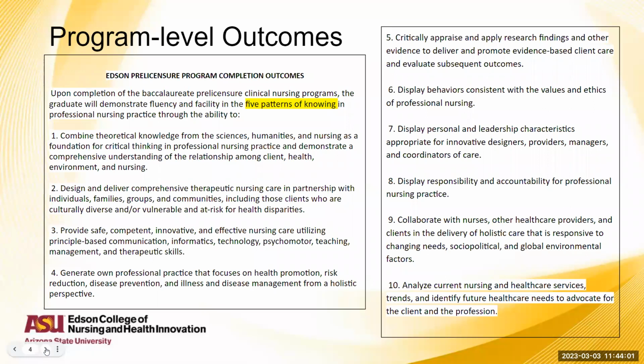So here are our 10 Edson College program level outcomes. These can be found in the student handbook or the faculty handbook. You can locate these handbooks by visiting the pre-licensure faculty resources page.